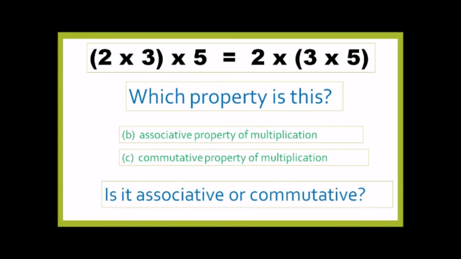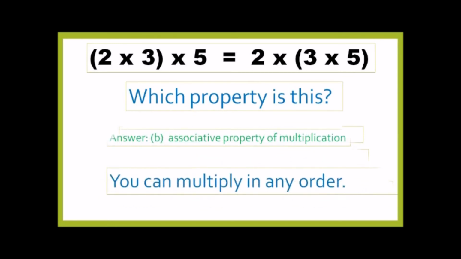Which one is it, you're multiplying? Is it associative or is it commutative? Give an answer. The answer is coming up right now for you. Which one is it? Yes, you have an answer? Let's see if it matches this. Answer B, associative property of multiplication.